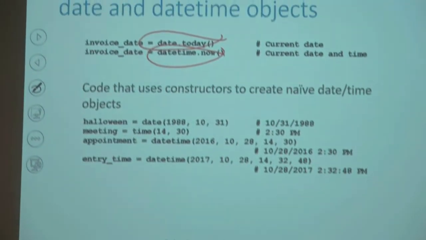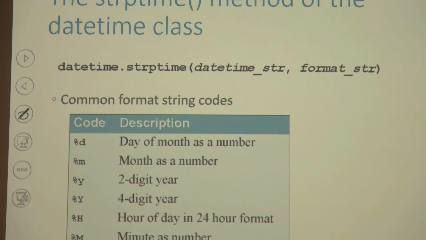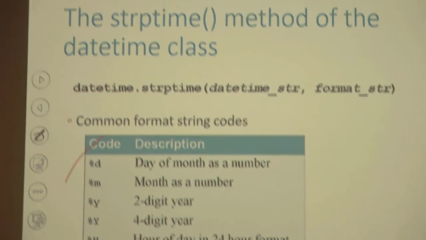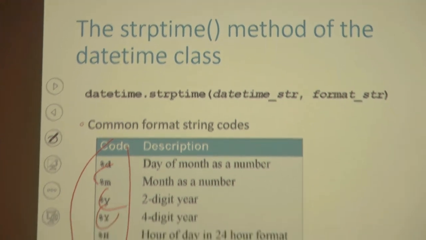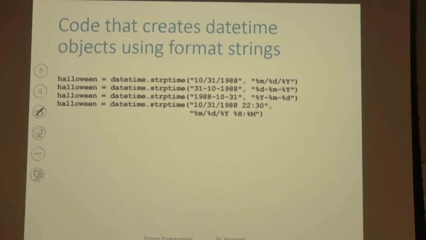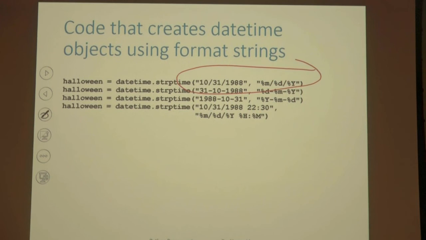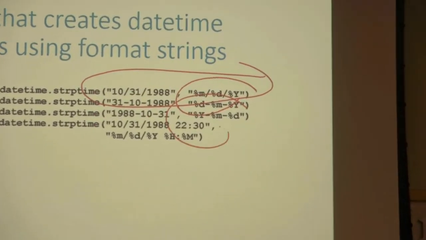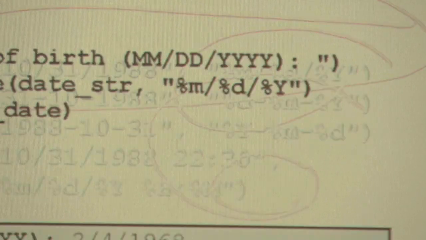Code that uses constructors, and here different times and all that. So you could format the date and time in different formats, like the day, the month, the year, the four-digit year, the hours, the minutes, and the seconds. A few examples in here. Halloween, datetime, strptime. This is the input, you're going to strip the time and format it in this way. So you could have different formats for the output of your date, right?